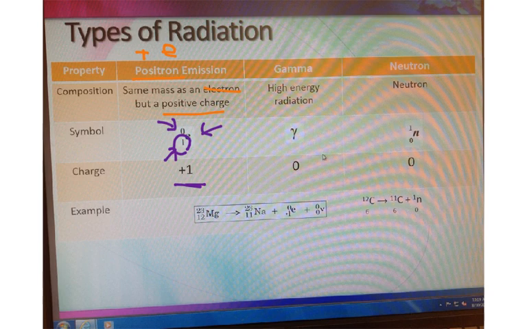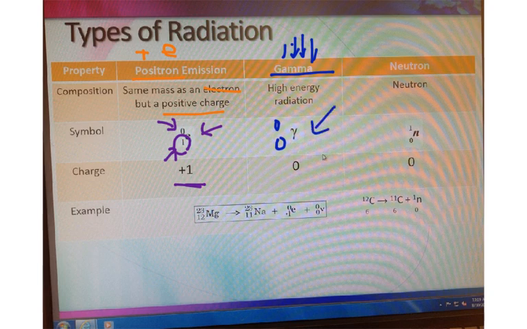Gamma is basically high energy radiation. How I remember this is it's A, A, M, and O, meaning that it has a 0 mass and a 0 charge. All it is basically is lots and lots of energy. This is the one that's extremely dangerous to us.